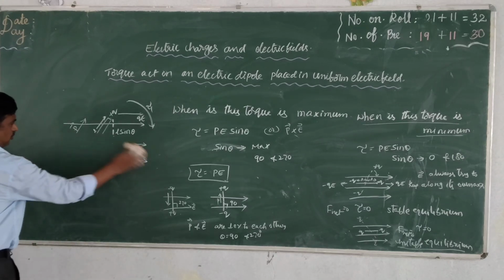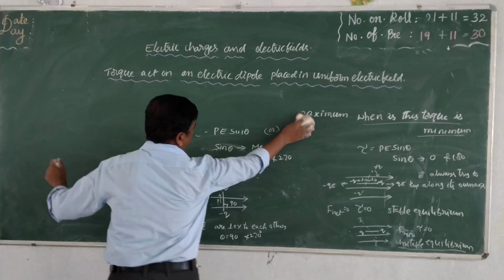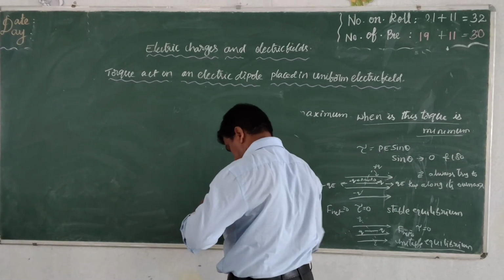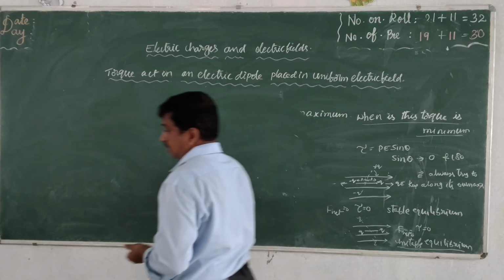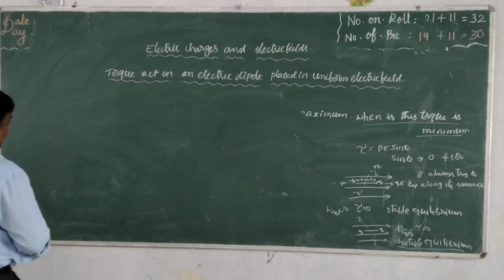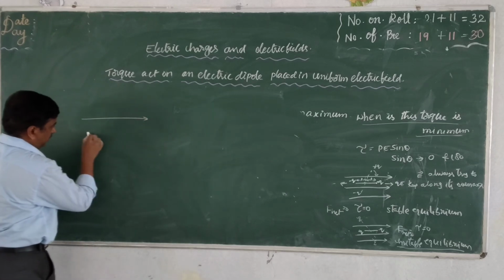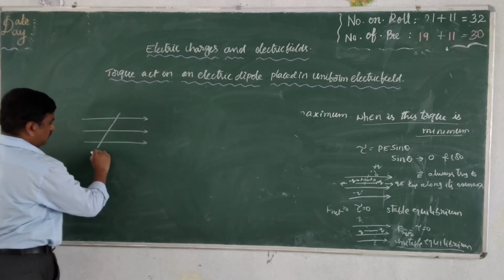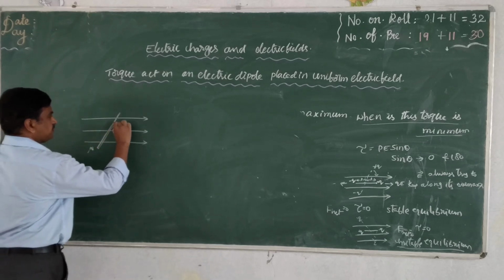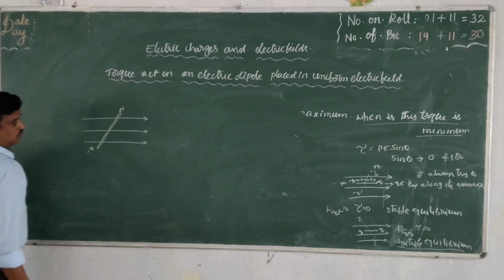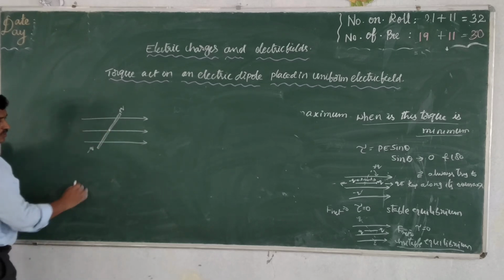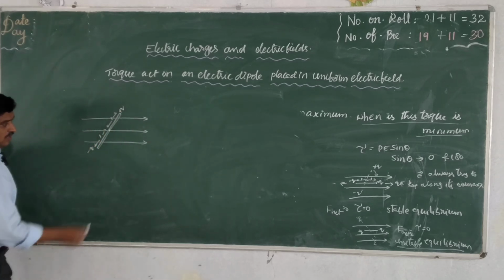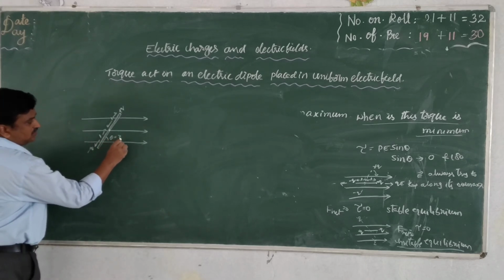See the first problem. Here this is the uniform electric field, and an electric dipole is placed in it. This is the electric dipole, with minus q and plus q, and this is the center of mass. This length is L, and this length is L. It makes some angle theta, which is 30 degrees.